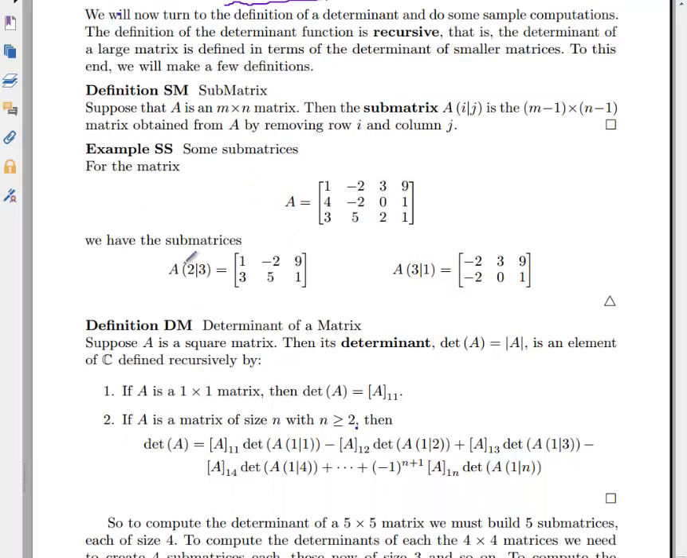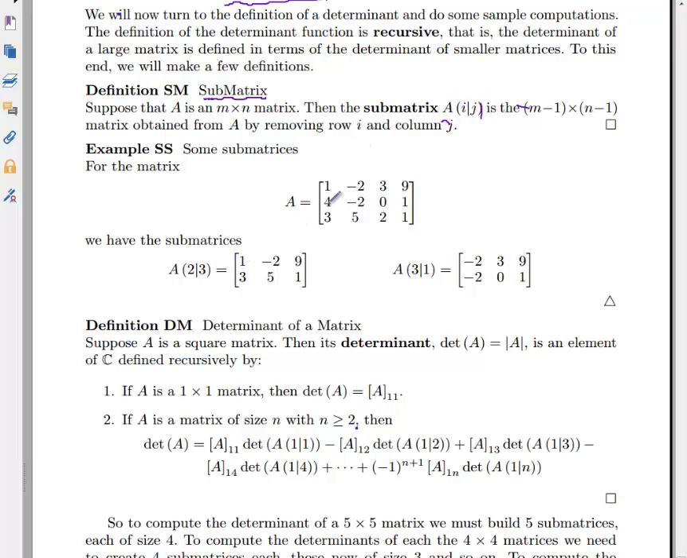All right, first of all, before we define determinant, we have to define submatrix. We have this notation that the submatrix A(i,j) is the smaller matrix obtained by removing row i and column j. I think you can understand from this picture, A(2,3) means remove row 2, column 3. I think I said row 2, row 3. It's row i, column j.